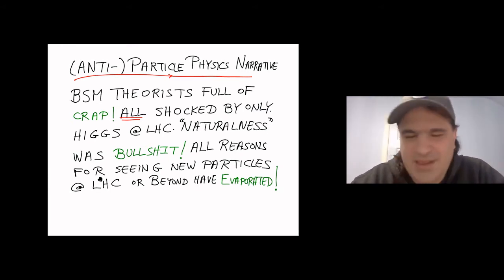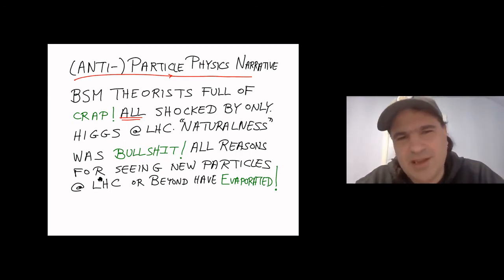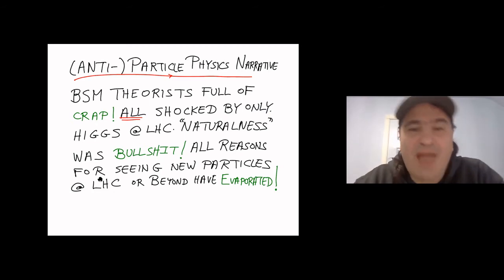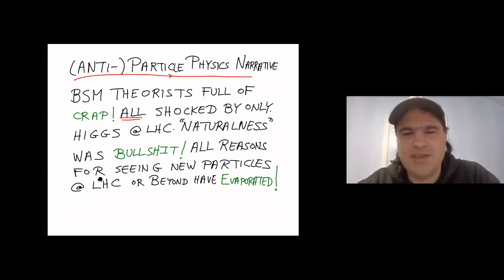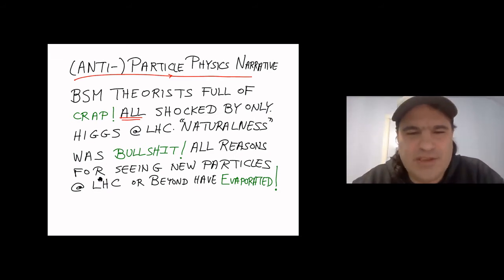in the following way. That 40 years of speculation about what we might see beyond the standard model, by beyond the standard model theorists, was just full of crap. And that we expected and predicted and said there would be all these new particles at the LHC, and we haven't seen that. And we're all shocked. All the theorists are shocked that there's only the Higgs and nothing else at the LHC. And the notion of naturalness that seemed to promise this cornucopia of new particles beyond the Higgs was complete bullshit. And that related to that, all the reasons for seeing new particles, either at the LHC or beyond, have totally evaporated.